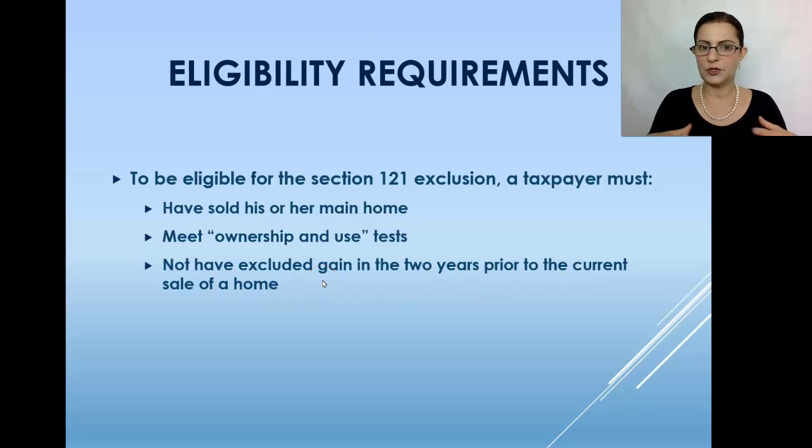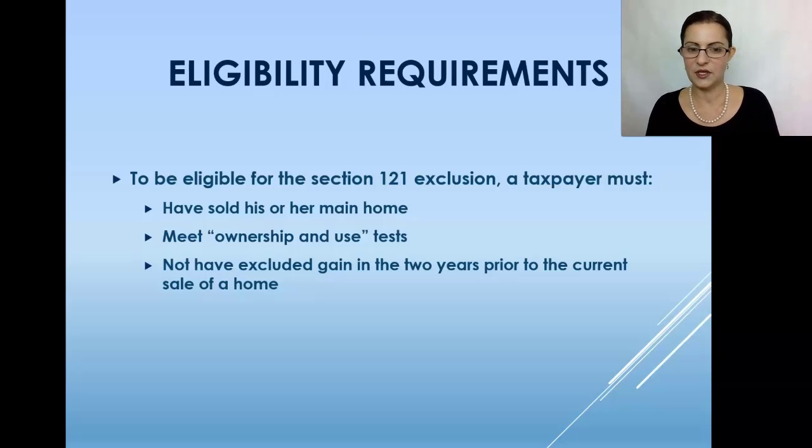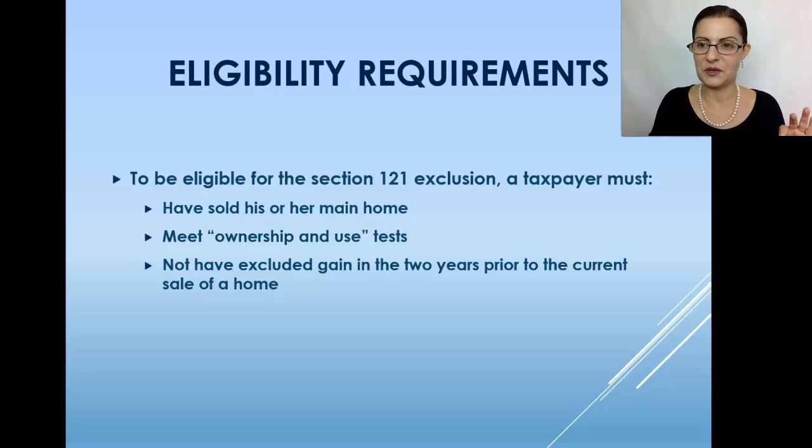So it's possible to qualify for the Section 121 exclusion multiple times. You can buy a home, sell it, exclude the gain. Buy another home, sell it, exclude the gain. But the taxpayer has to wait in between these acquisitions of homes and then selling them. You can't have excluded the gain in the 2 years prior to the current sale in order to qualify for the Section 121 exclusion. So you got to wait a couple years in between these home sales if you want to qualify for the Section 121 exclusion.